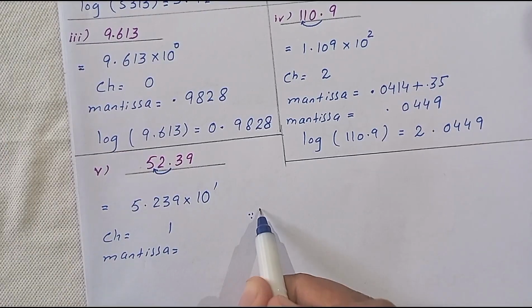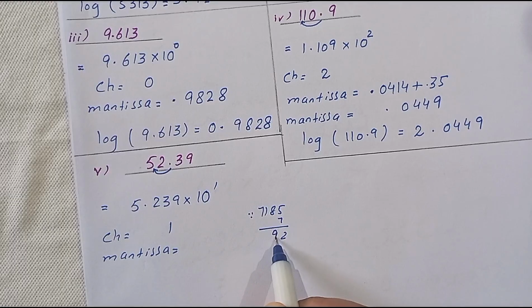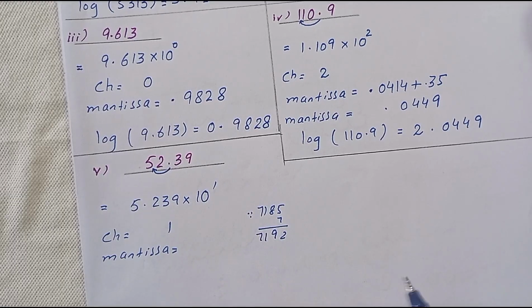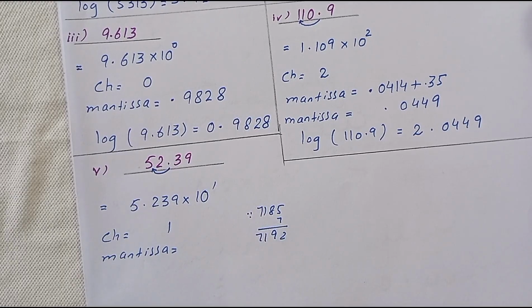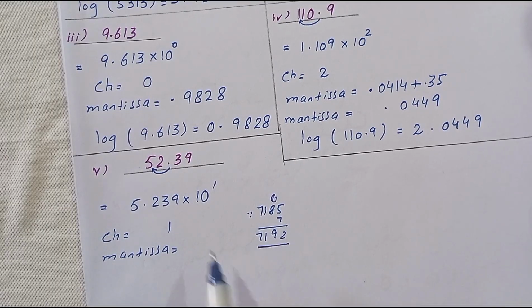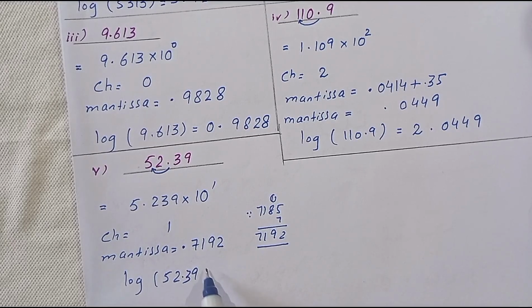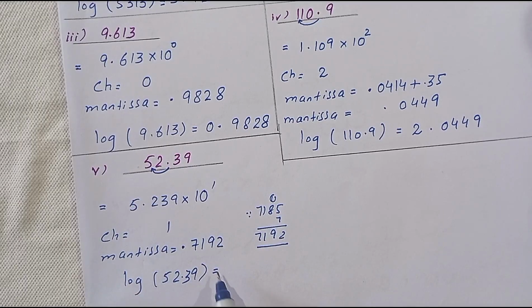Adding the mantissa 7185 and the value of the 9 column, 7, we get the answer 7192. Adding 5 and 7, there is 12 and 1 carry. So this is the required answer of the mantissa, and the mantissa is 0.7192. So the log of 52.39 equals, adding characteristic and mantissa, 1.7192.